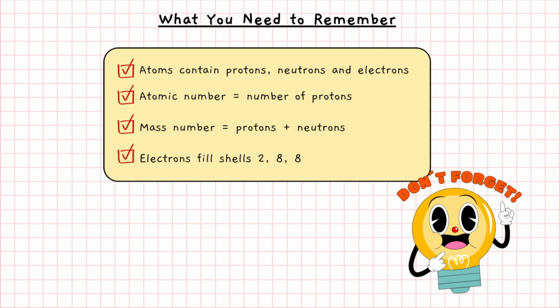Before we finish, let's summarize what you actually need to remember. Atoms contain protons, neutrons, and electrons. The atomic number tells you how many protons there are. The mass number tells you the number of protons plus neutrons. And electrons fill in shells in the pattern 2, 8, 8. If you can explain that clearly to someone, you're in a very good position at GCSE Chemistry.